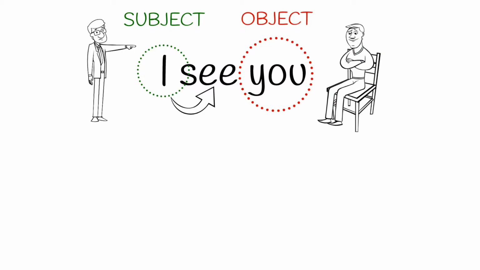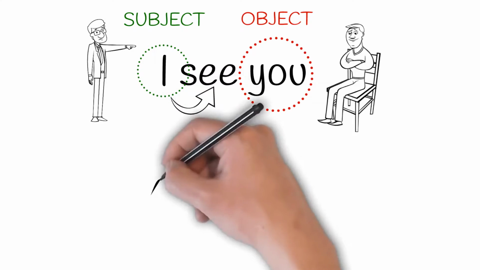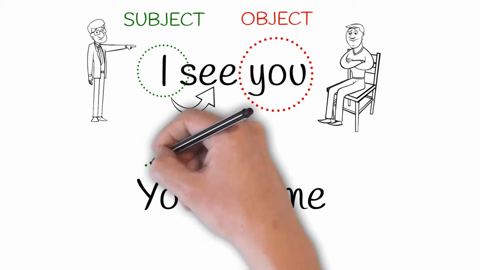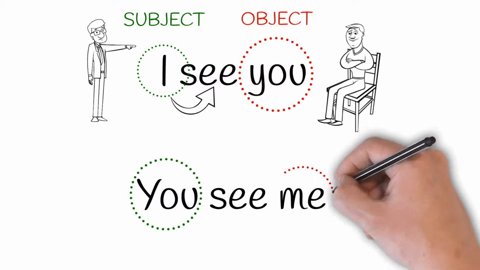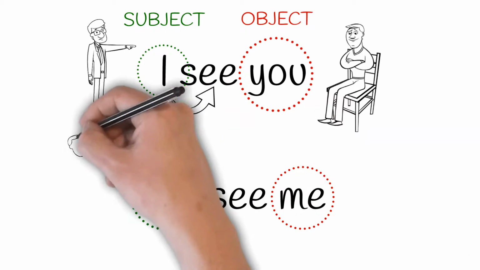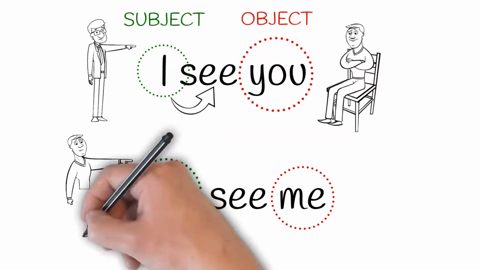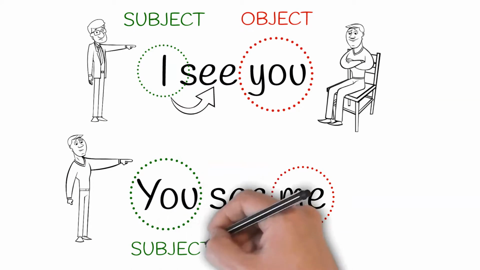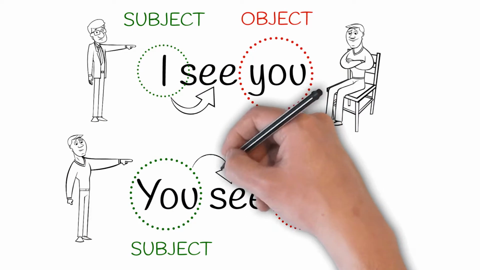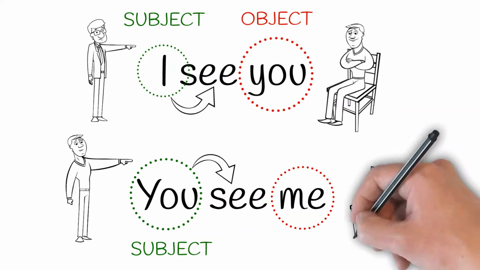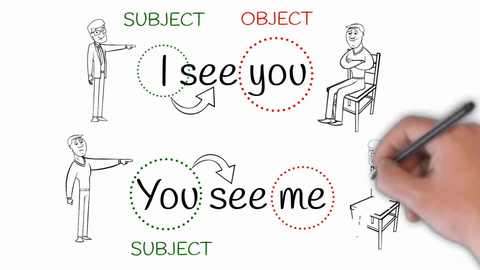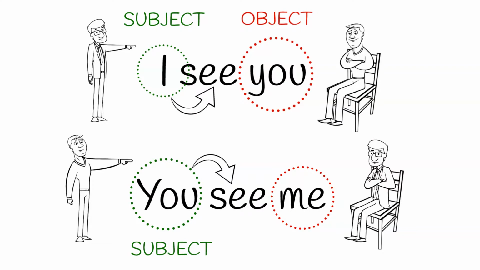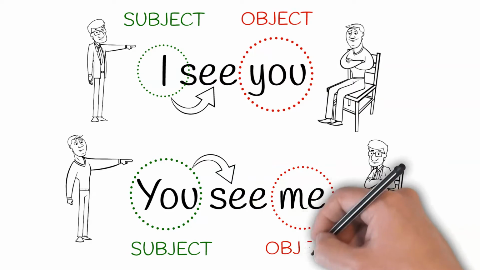If we flip this sentence around, you see me, we still have two elements in the sentence, one active and one passive, but they've been flipped around, and so you in this case is the subject. You is controlling the verb see and is the active element, whereas me is the passive element, not doing anything, but receiving the action of the verb and therefore the object.